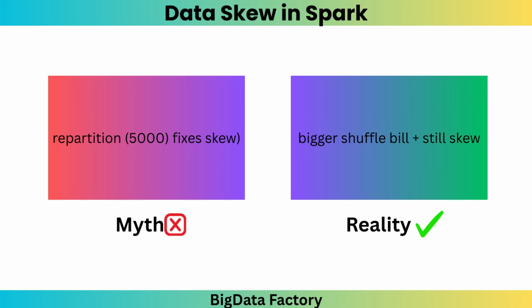And one quick myth buster. Myth: if I do repartition of 5000, skew disappears. Reality: you may have just paid for a bigger shuffle and skew is still there. Now you are slow and expensive.